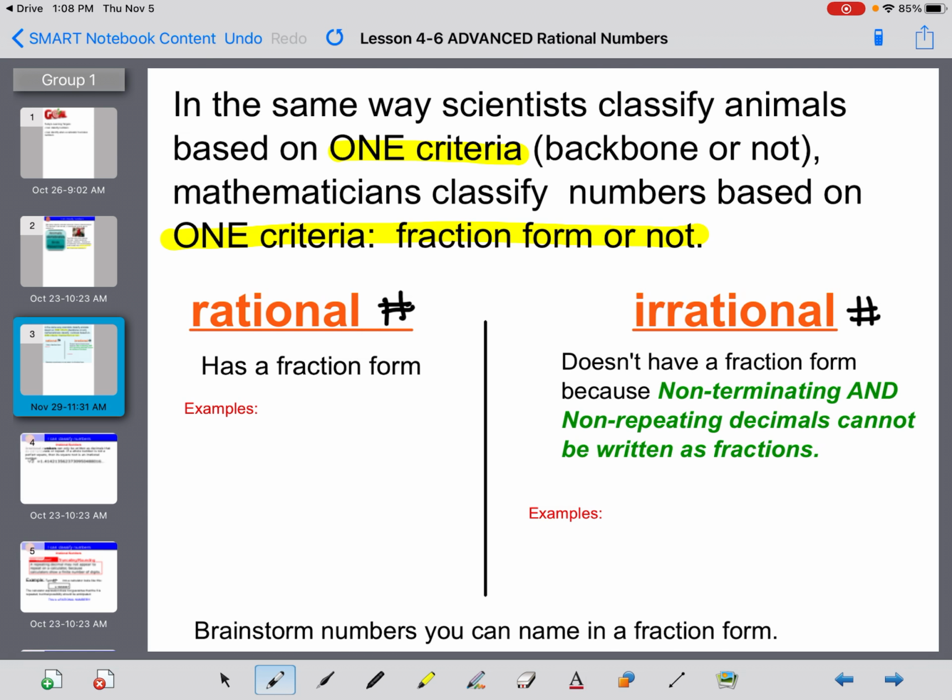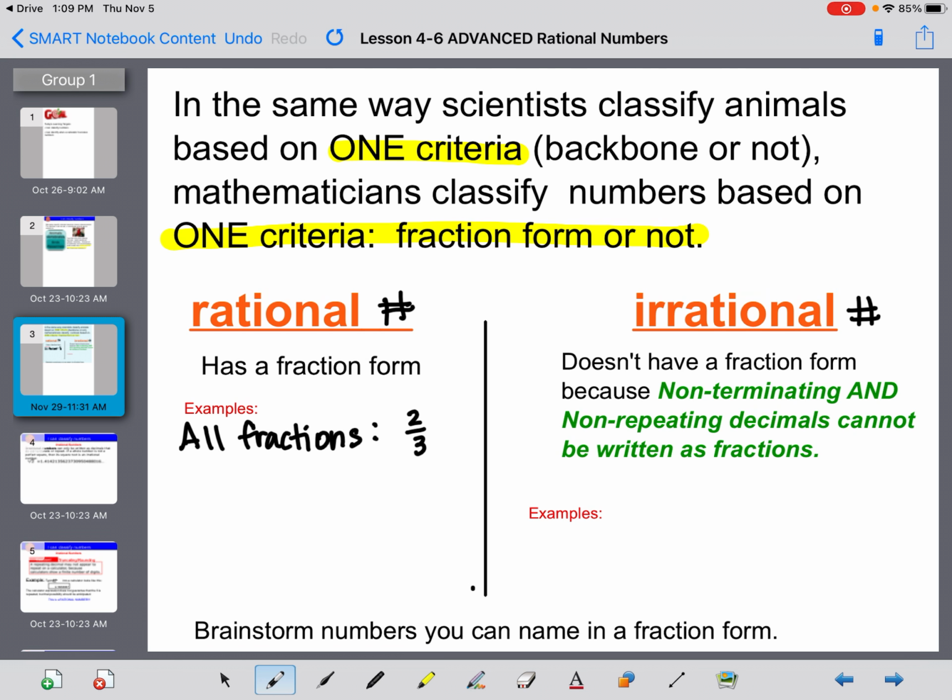Most numbers that you can think of fall into the rational category. A rational number, again, is one that can be written as a fraction. So any fraction you can think of is a rational number. So as an example, all fractions, positive and negative. Let's say 2/3, 1/8, 17/43, any fraction at all.